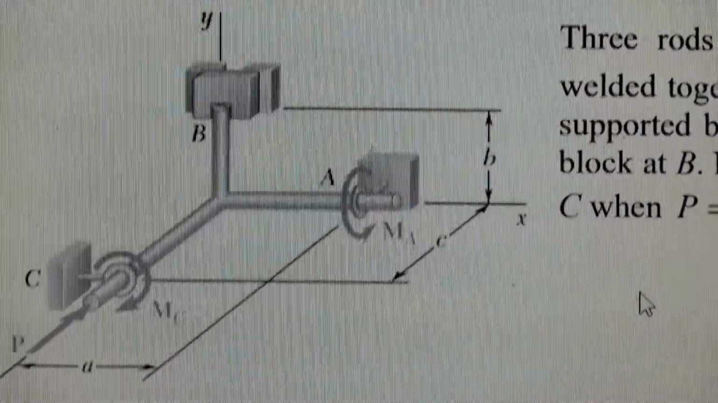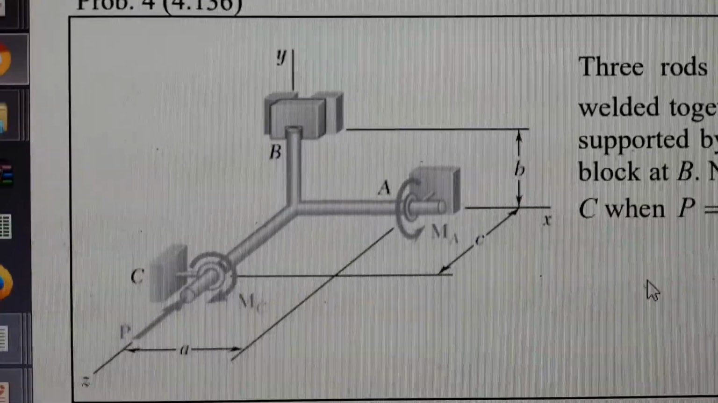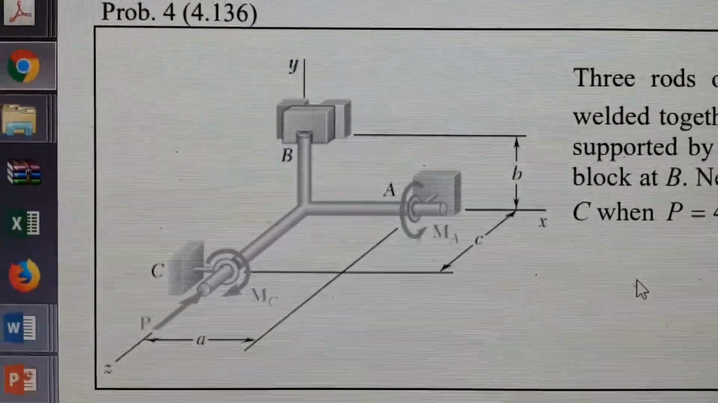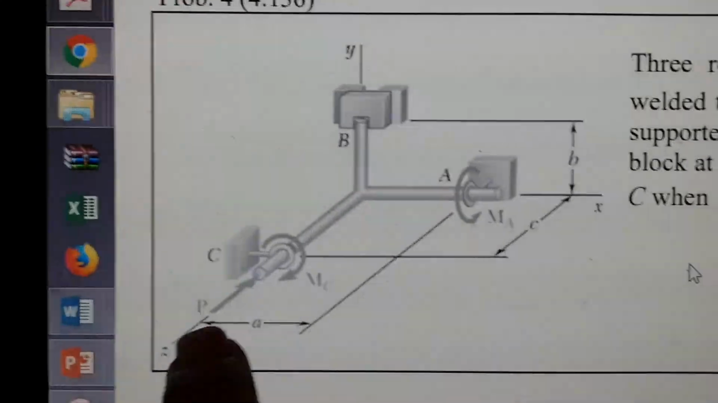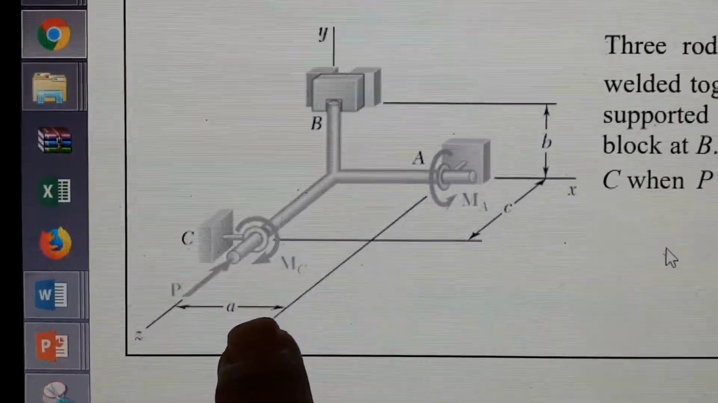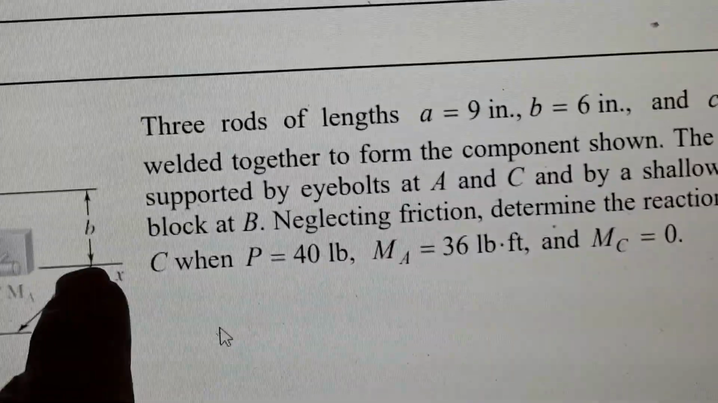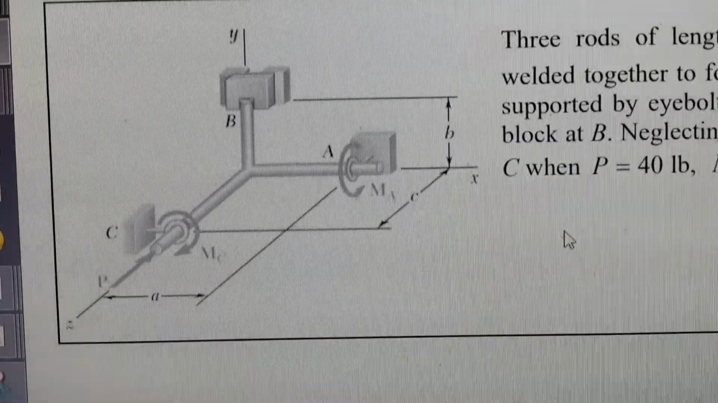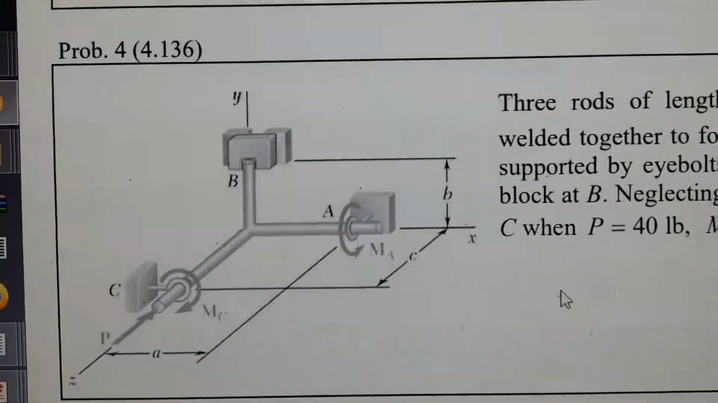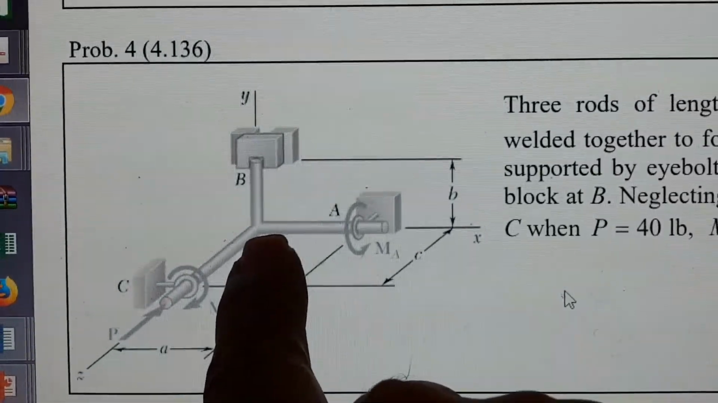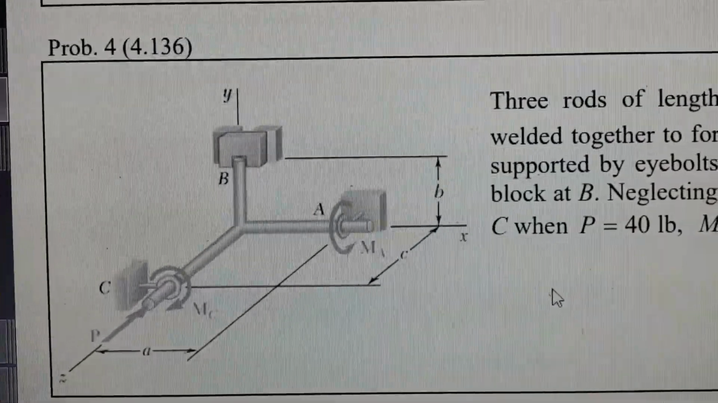Okay, let's look at this problem. There are 3 rods, 1, 2, 3. Rod A is 9 inches, B is 6 inches, and C is 12 inches. They are welded together to form the component shown.